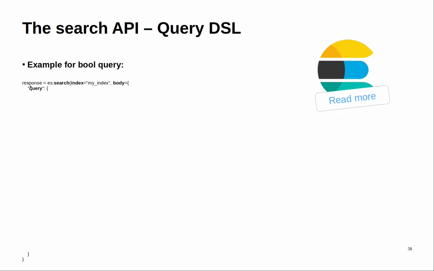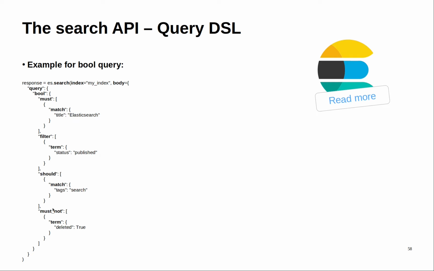Okay, so as I told you, use the search method, provide the index and the query. Inside the query, we will use the Boolean query, which is the compound clause. Inside it, we have must. Inside must, we have the first query. Here we are matching any document that has ElasticSearch in the title. After that, we are filtering any document that has status as published. Here we are using should, and finally we have must not. Now let's explain all these terms.